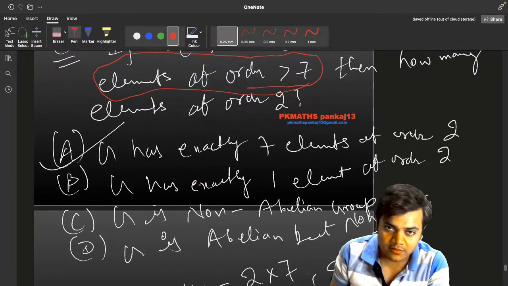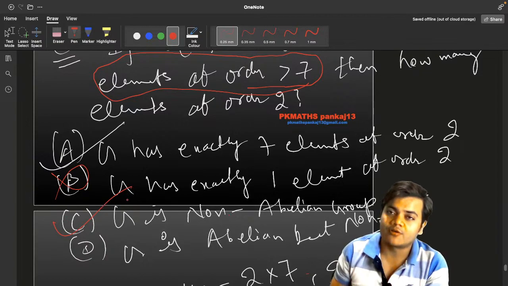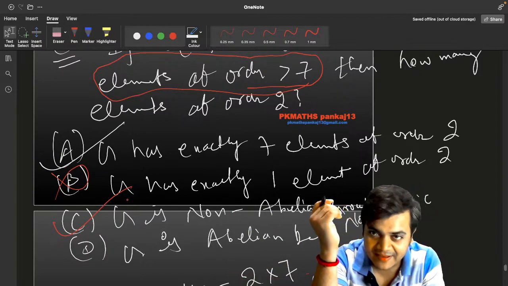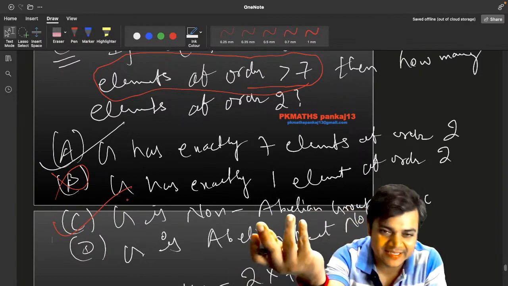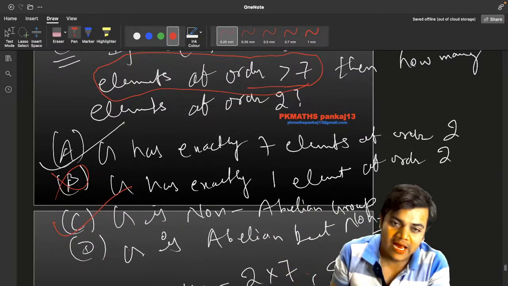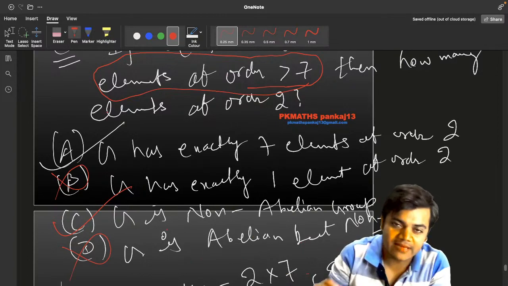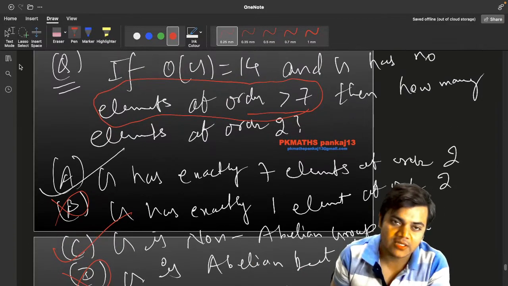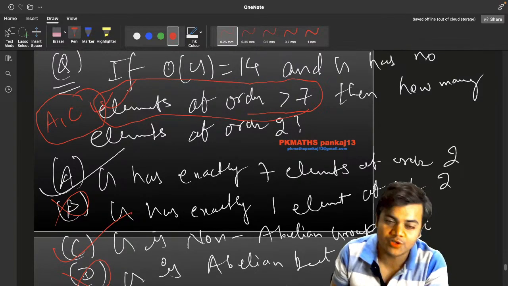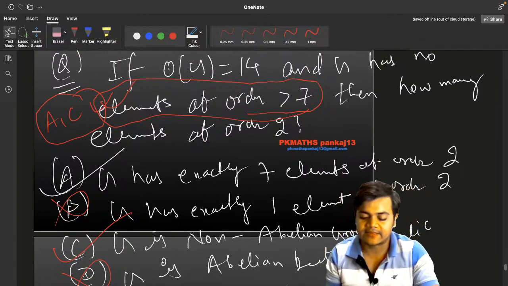Second, G has exactly one element of order 2. Certainly not true. G is a non-abelian group, obviously, because the dihedral group D7 is here. And G is abelian but not cyclic is not true. So your final answer for this question is A and C. This was a 4.75 type question asked in CSIR NET.